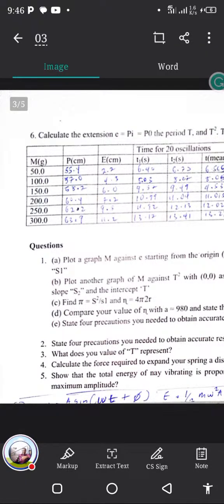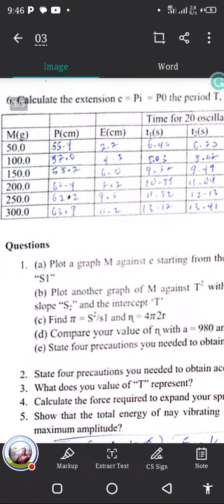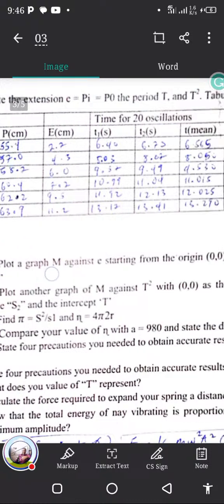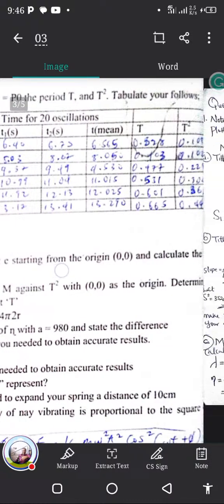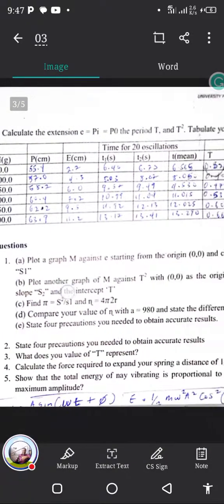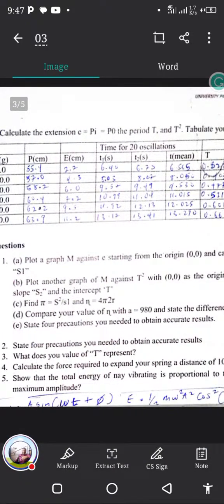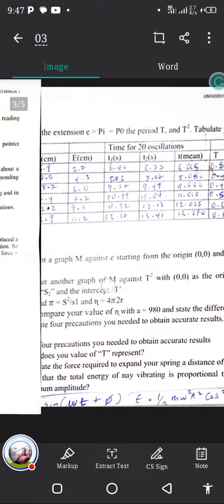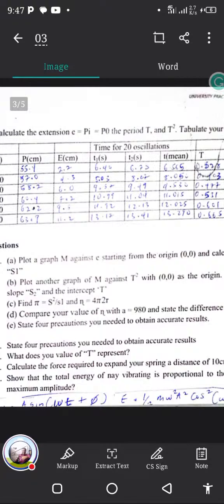Then they repeated the same thing there in question 2. Question 3, what does your value of I represent? Your value I, which is the intercept, represents. Then calculate the force required to expand your spring a distance of 10 cm. Then finally, show that the total energy of any vibrating object is proportional to the square of its amplitude.